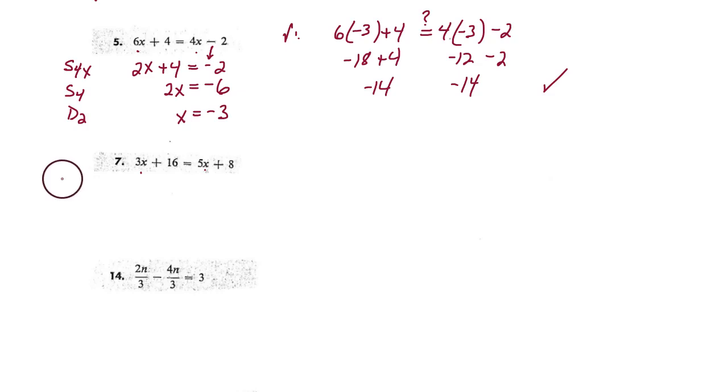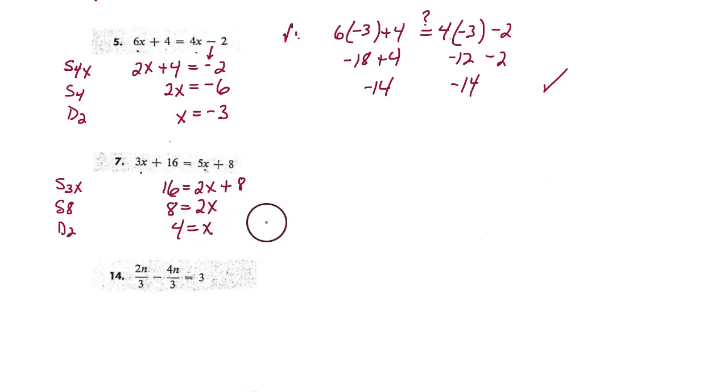Let's fix that by subtracting the 3x. 5x subtract 3x is 2x. Now let's subtract the 8. We get 8 equals 2x. Now divide by the 2. We get 4 is equal to x, which with the symmetric property is the same thing as x equals 4. Now let's do our check.